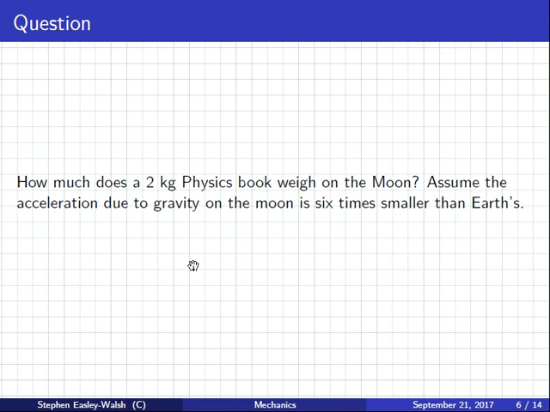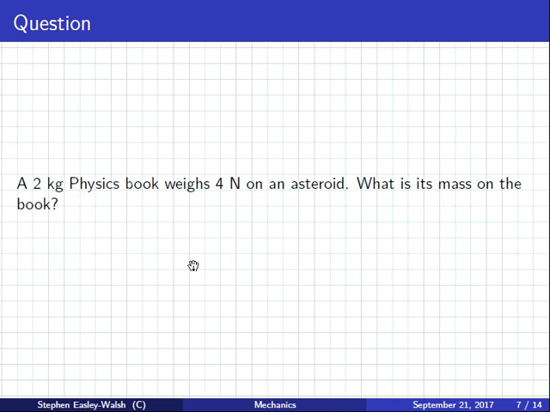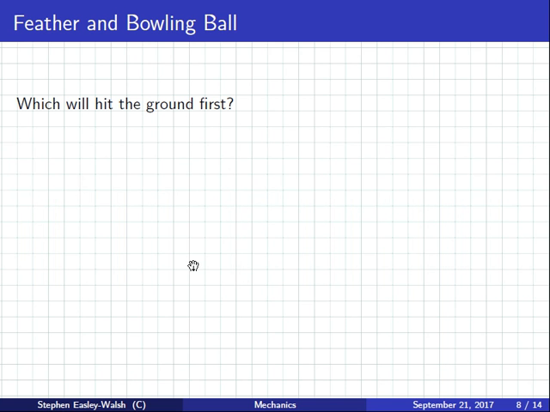How much does a 2 kg physics book weigh on the moon? And you can take the acceleration due to gravity on the moon is 6 times smaller than what it is on the Earth. So it's g over 6 on the moon. 6 times smaller. So now what do we get? 3.27 newtons. Yeah. Okay. Easy so far. A 2 kg physics book weighs 4 newtons on an asteroid. What is the mass of the book? 2 kg. So all straightforward here.